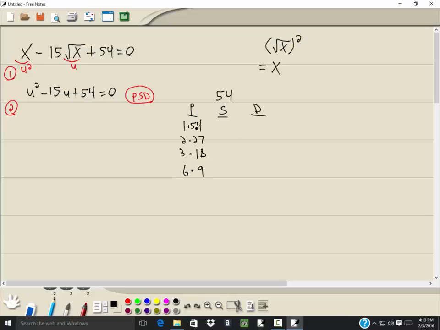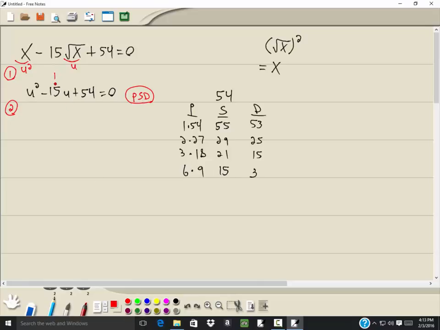Now the S column, we add these numbers together. 1 plus 54 is 55, 2 plus 27 is 29, 3 plus 18 is 21, 6 plus 9 is 15. Difference column, we subtract the smaller from larger. 54 minus 1 is 53, 27 minus 2 is 25, 18 minus 3 is 15, 9 minus 6 is 3.